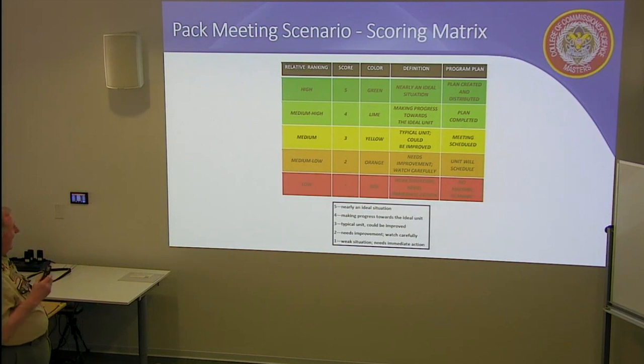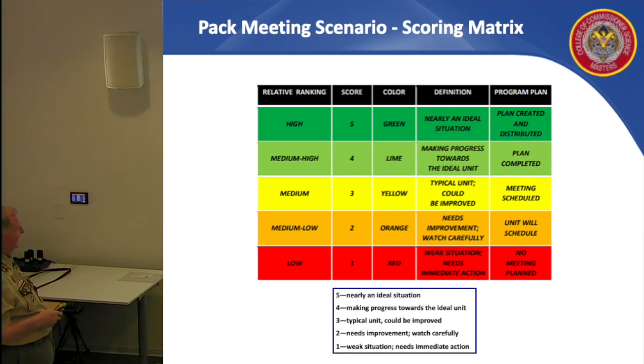Okay. I've given you this matrix sheet, and this is something that we're going to use because we have 4 scenarios that we're going to go through today. The reason for this is to help you have an understanding of how you evaluate the unit when there is an issue, okay? Because you have a high, a medium high, a medium low, and a low, okay? You score them. When you score them, you use green, lime, yellow, orange, or red.